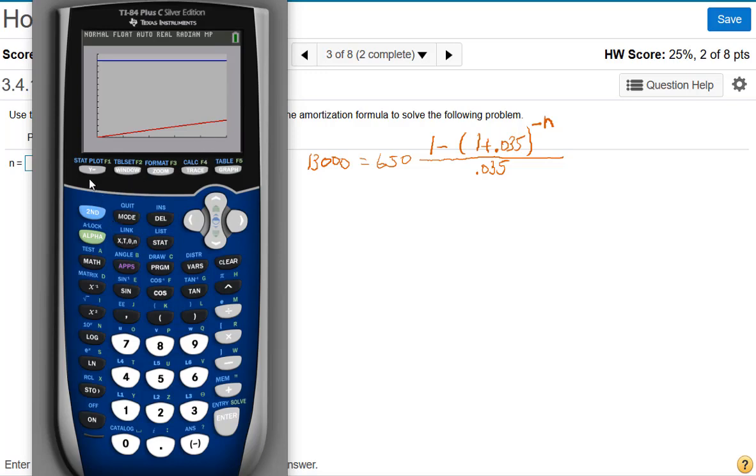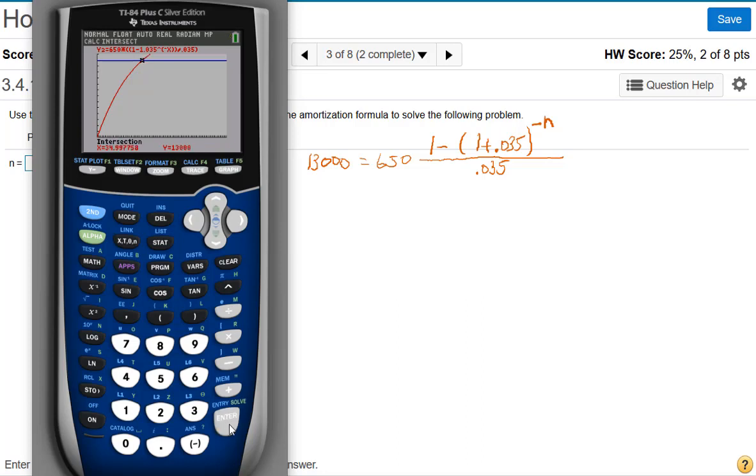So let me go back to my window setting, make x bigger, about 100, and so here's what I see on the scale x 0 to 100. And sure enough, they are crossing. So, to find out where they cross, we go second, calc, number 5. We'll just move the cursor over close to where they cross and press enter 3 times.